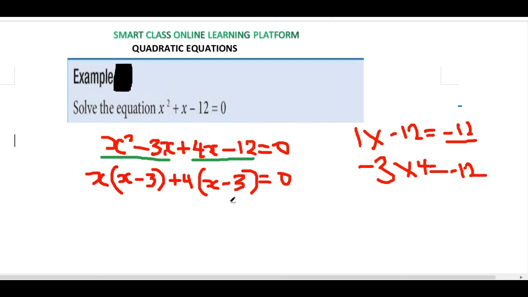Then you can complete the factorization process by collecting this common factor. This x minus 3 and x minus 3 is common to both, so you collect it as 1 x minus 3. Then what you have in the two parts will be the remaining factor, so you put it in another bracket. x plus 4 will now be in another bracket. So this is the complete factorization of that quadratic expression.